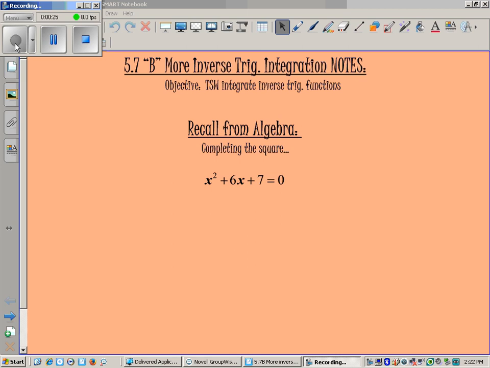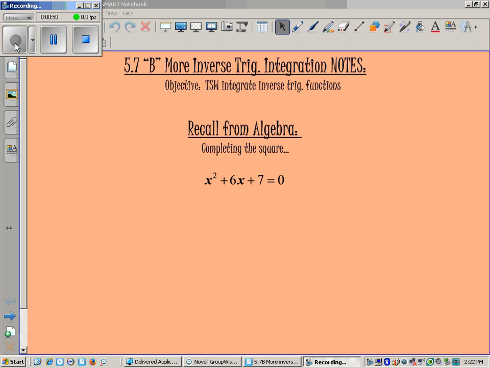It might have been a while for some of you, but it's a method of solving quadratic equations. For example, if I give you an x squared plus 6x plus 7, and you set it equal to 0 and you're looking to solve it, if you try to factor, what numbers multiply to 7 that add to 6? Well, there are none, right? So this is not factorable.